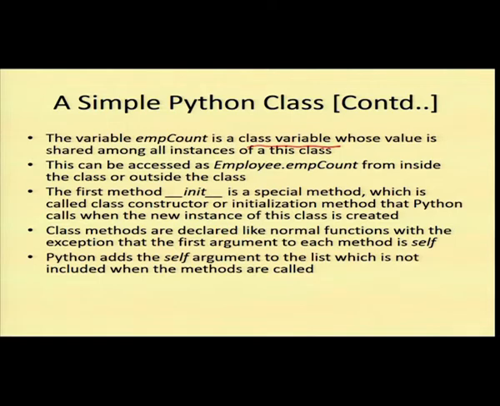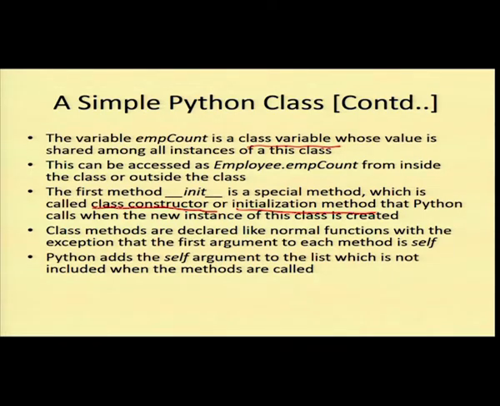The first method, as I said, is an initialization of the class. So, you are supposed to write like this: __init__ is a special method which is called a class constructor. My dear viewers, it is a very important interview question as well as an examination question. What is a class constructor? How has it been declared? So, __init__ is a class constructor, or it is also called an initialization method that Python calls when a new instance of the class has been created.